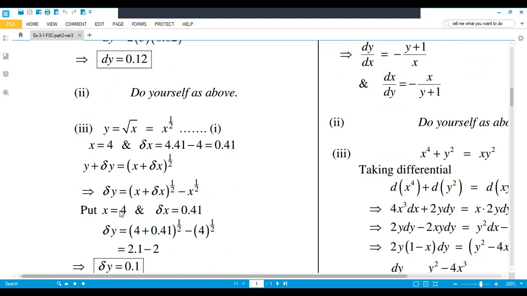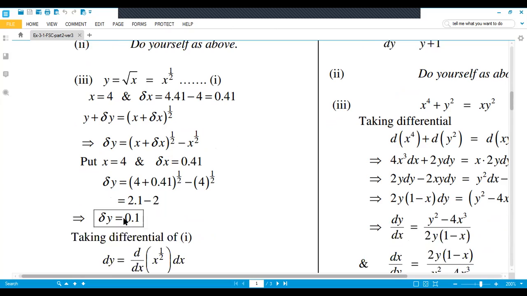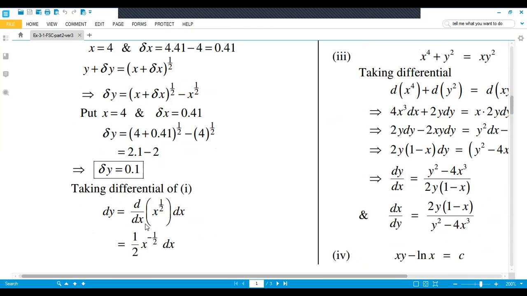Now the value of x is 4 and delta x is 0.41. So you put these values in this equation. Delta y is 4 plus 0.41 power 1 over 2 minus 4 power 1 over 2. So you get 2.1 minus 2. So delta y is 0.1. Now this equation 1, you take the differential of equation number 1. So when you take the differential, that will be dy, and the power comes as a coefficient: 1 over 2 x power 1 over 2 minus 1, so power minus 1 over 2 dx.